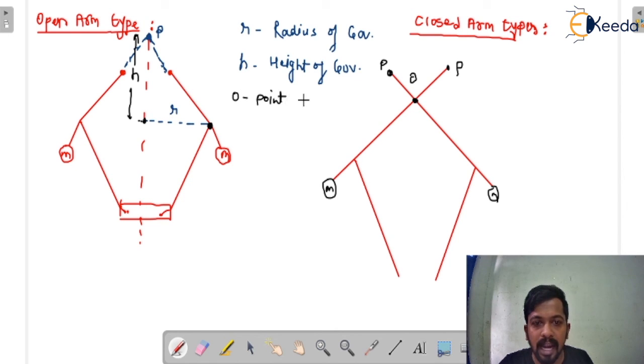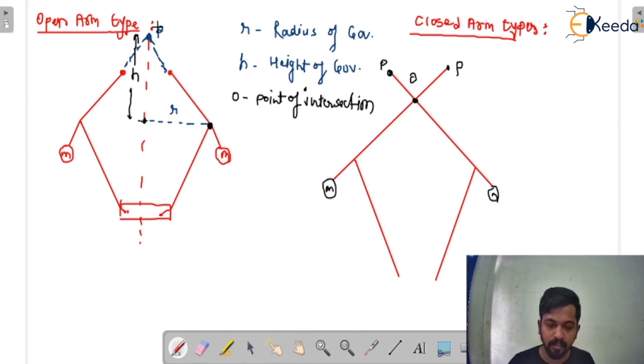So how can you measure the height of the governor? That is important. You need to measure the height of the governor from the point of intersection. Here you can see these two are the pivot points P, and this is the point of intersection. This is not a pivot, this is the point of intersection O, because we have extended this line.